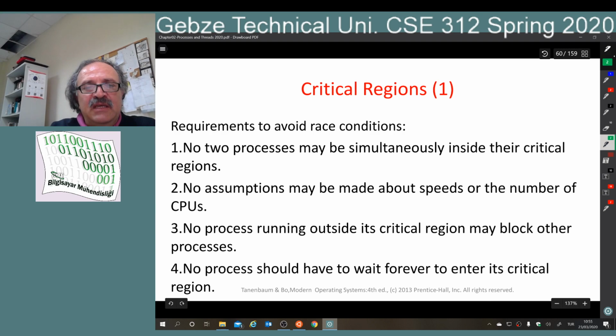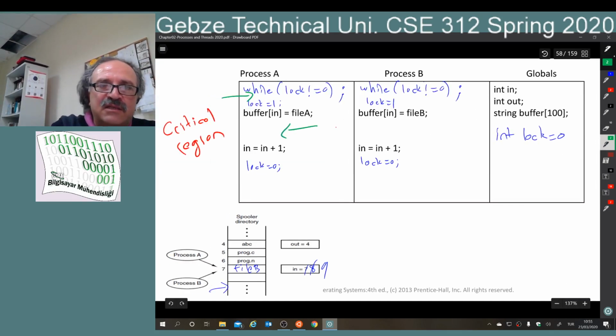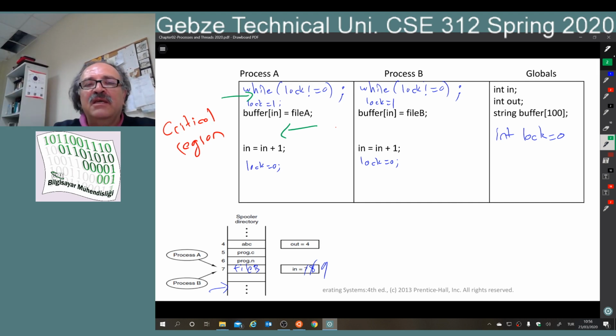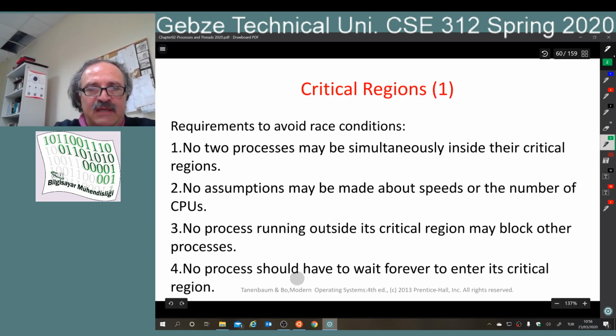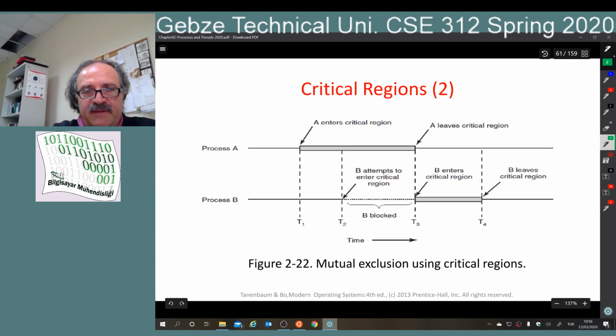And number three: if everybody is outside of their critical regions, there should be no reason why you cannot enter your critical region. The only reason you cannot enter is that lock is not 0. If the lock is not 0, that means somebody is in their critical region. If everybody is outside of their critical region, you should be able to go in. That's the third thing. And the fourth thing is that no process should have to wait forever to enter the critical region. So that's the fourth criterion. If you satisfy all of these, then you have a healthy critical region. We talked about this.